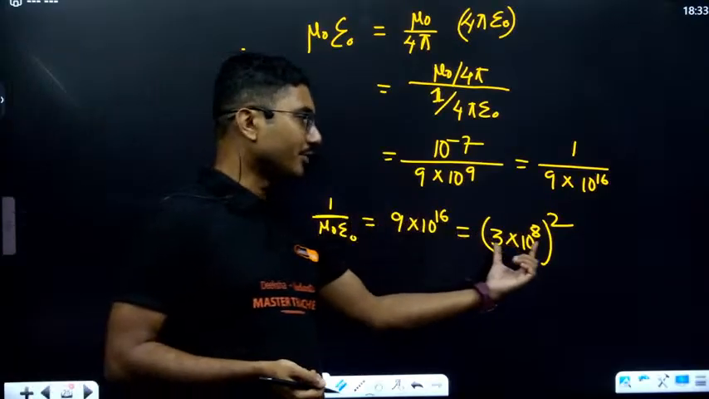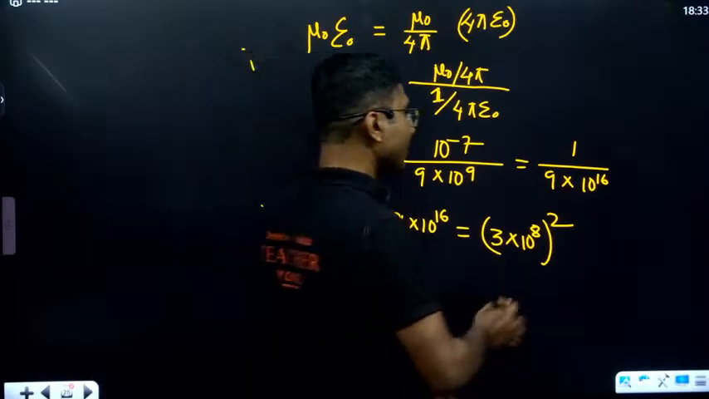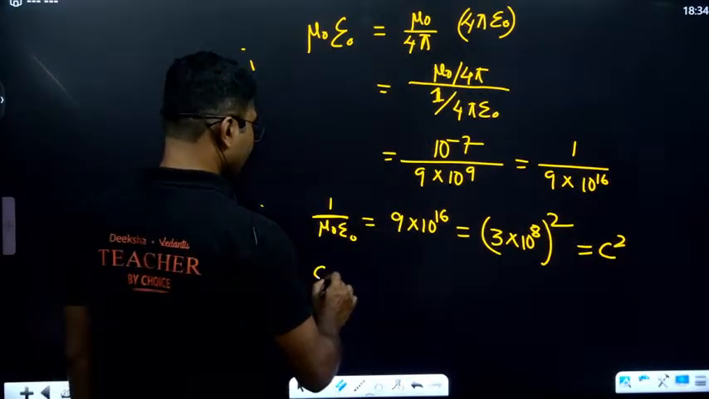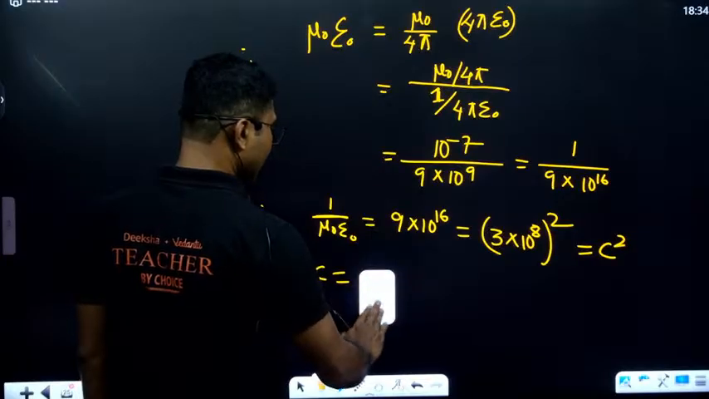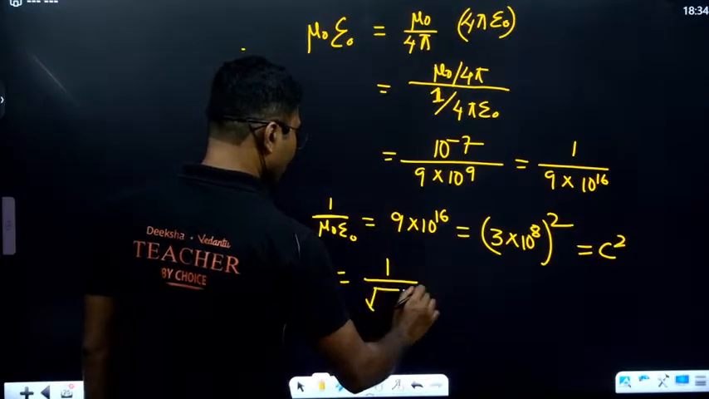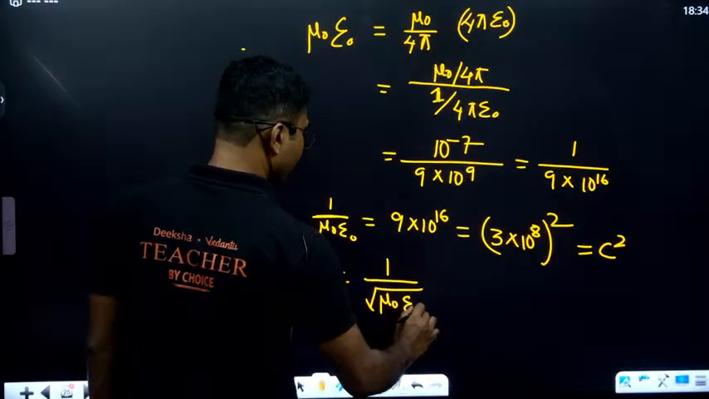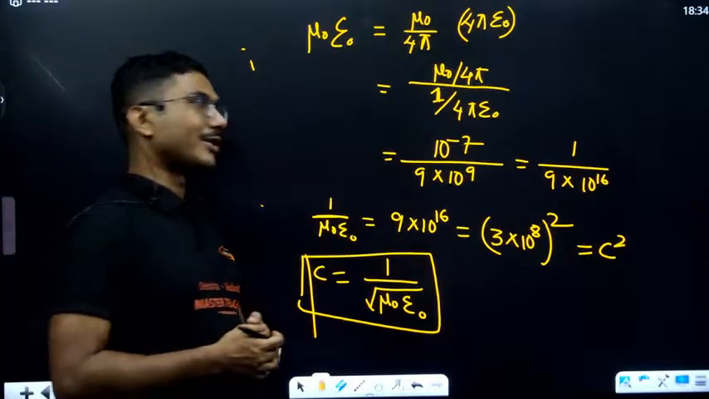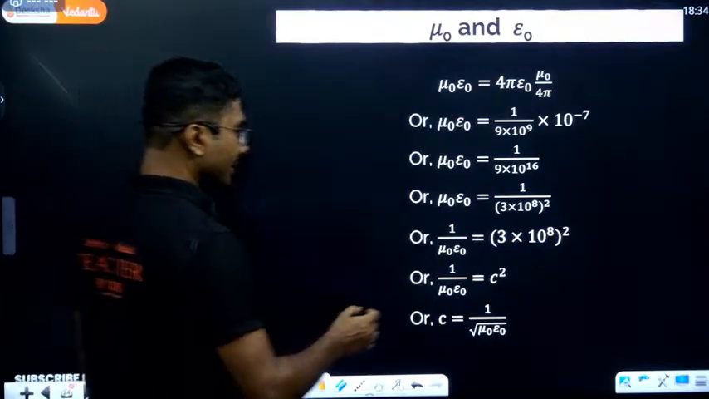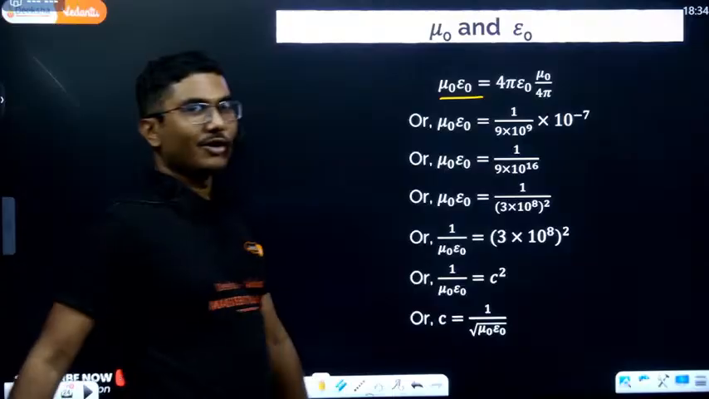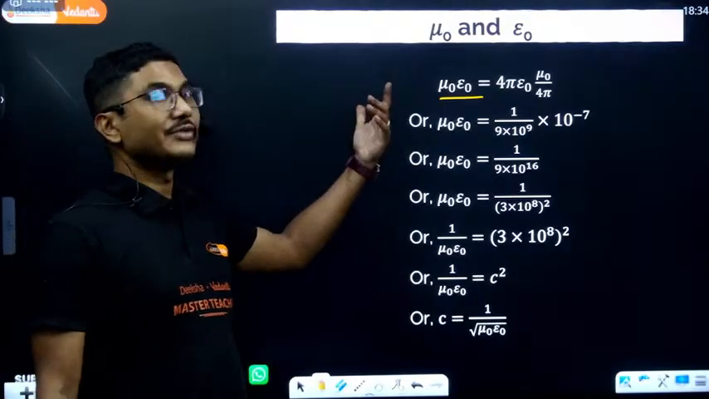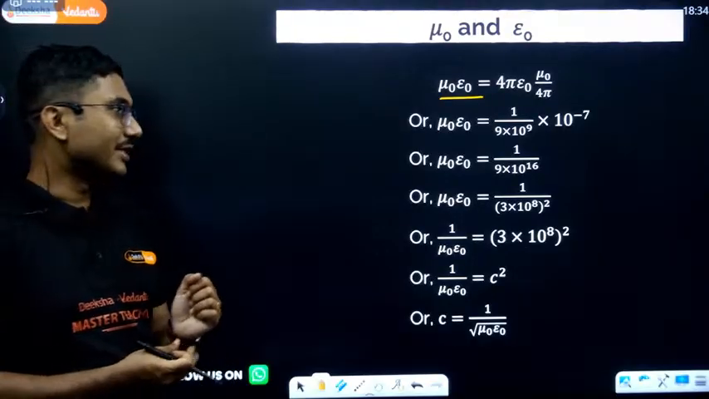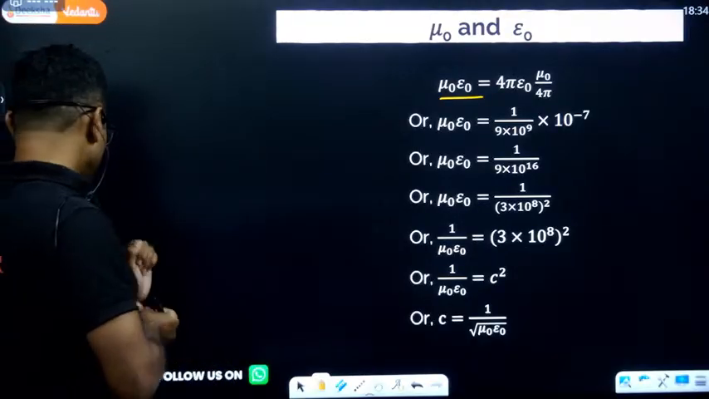So what is this value? This is a very special value. This is the speed of light in vacuum. So this gives you c square. So from here we can write the speed of light in vacuum is actually given by 1 by square root of mu naught epsilon naught. This is the speed of light in vacuum. So this is a very special derivation. So mu naught and epsilon naught are not random quantities. They are linked with each other because the speed of light, which is a universal constant, is linked with this quantity, right? So this is the end of the session.